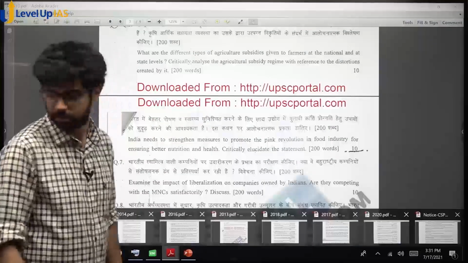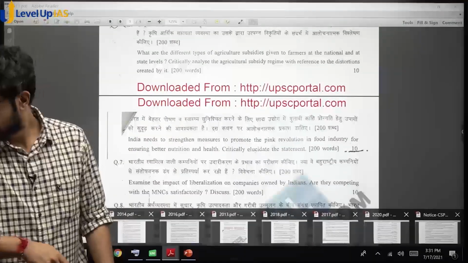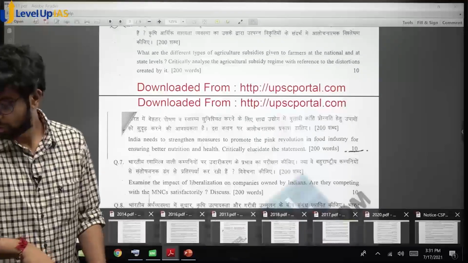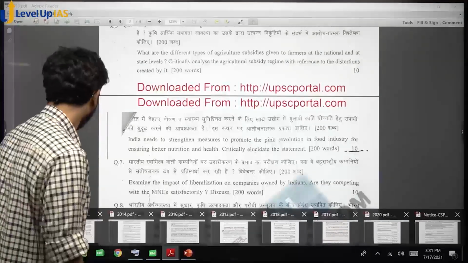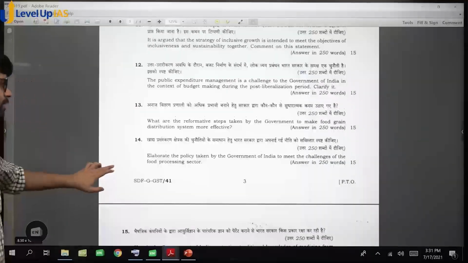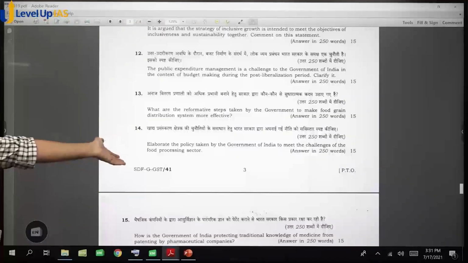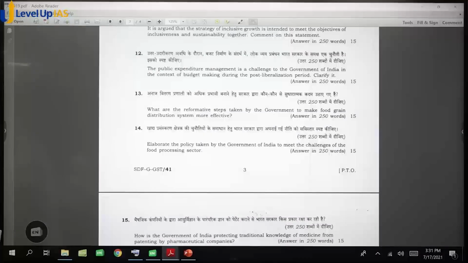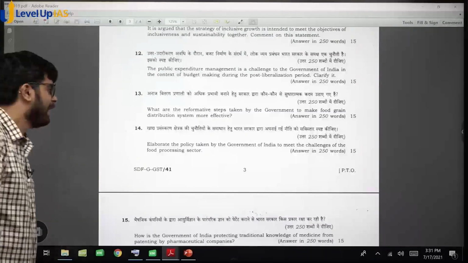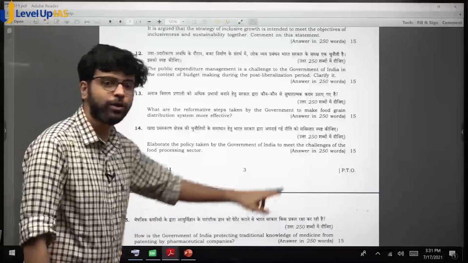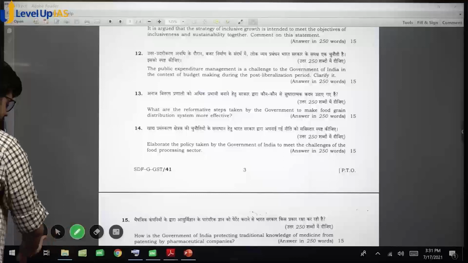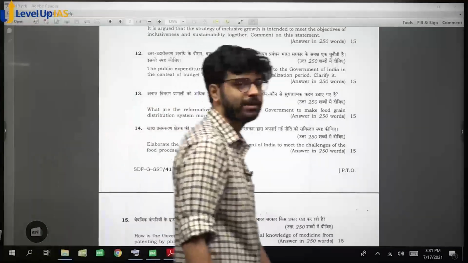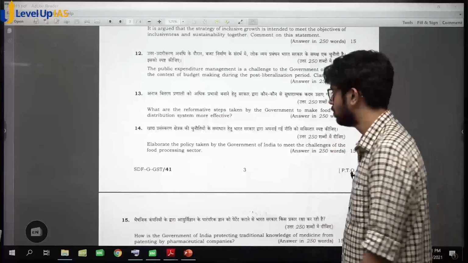Where were we? Which did we see last? 2020 question 4. 2019 question 14. See, what nonsense. See this. Simple, straight. Elaborate the policy taken by government. So you need to see, it's a 15 marker. Now we will discuss ki kaise karenge isko. It's a small question, but 15 marks ke liye.